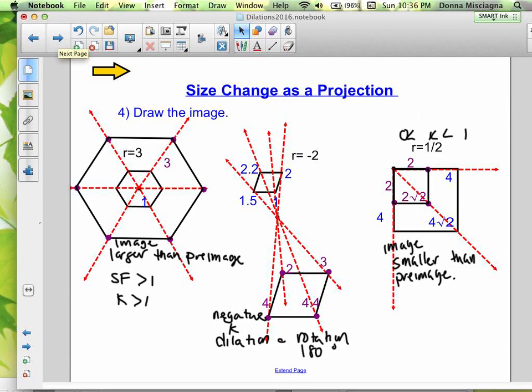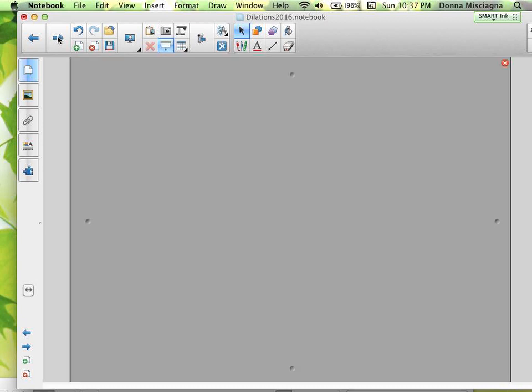If you have a negative K, you have a dilation and a rotation of 180 degrees. So the one you might want to add to your notes is this one. We might see it again, but a negative K is a dilation and a 180-degree rotation. So maybe just add that to your notes somewhere. And I believe that's going to be the end of my podcast. So in the next series of lessons, we're going to do dilations on the coordinate plane.